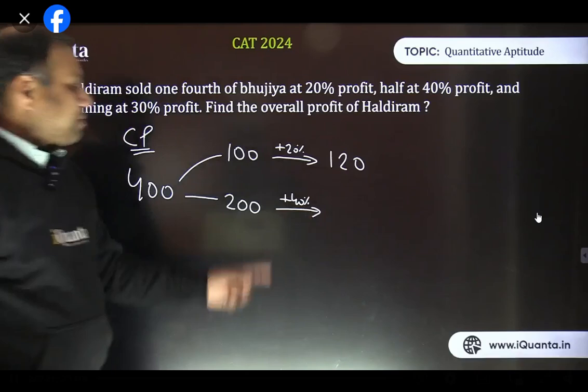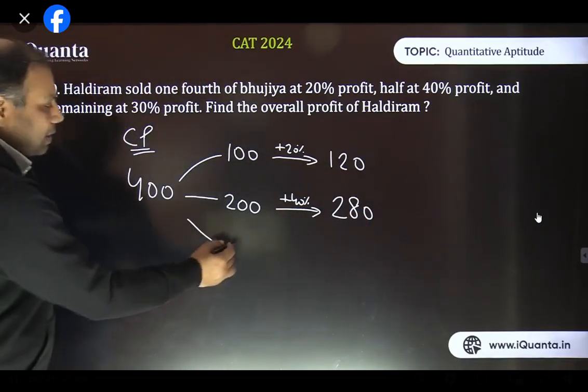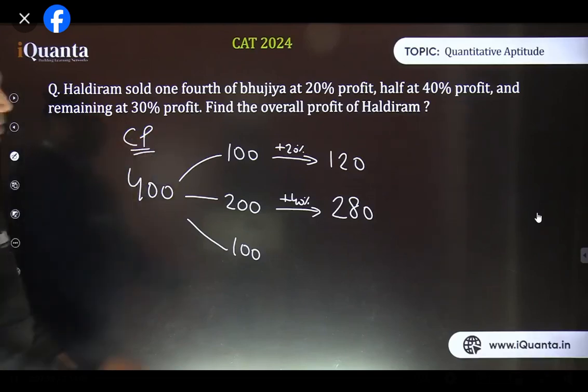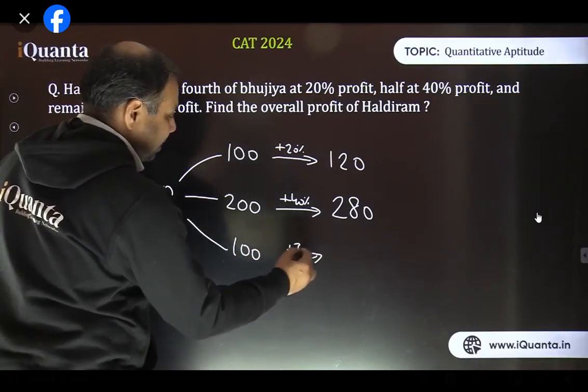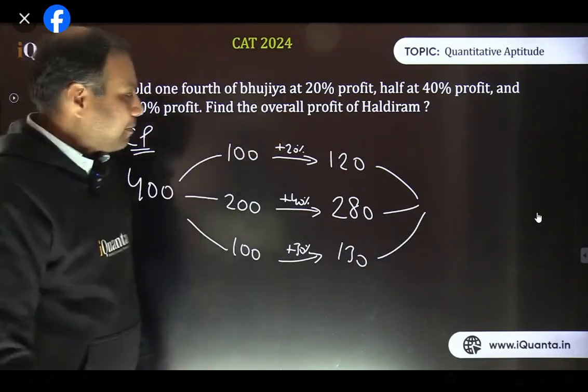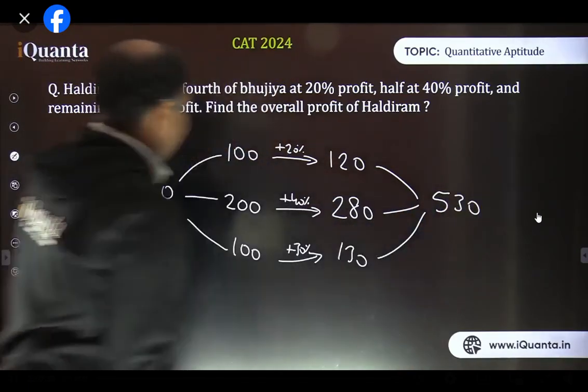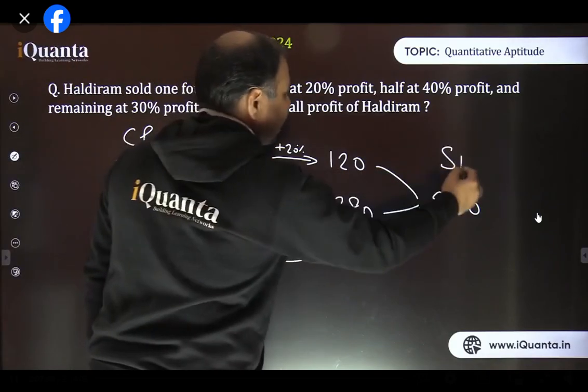Half, which was worth 200, has been sold at 40% profit. So 40% profit means how much? 80 rupees profit. So that makes it 280. And the remaining, worth rupees 100, has been sold at 30% profit. So it has been sold at 130 rupees. So overall total selling price, you can simply add them. So 120 and 280 makes it 400, and 530 it is. So goods worth rupees 400 are being sold at 530.